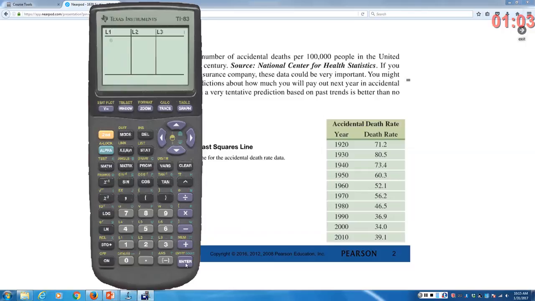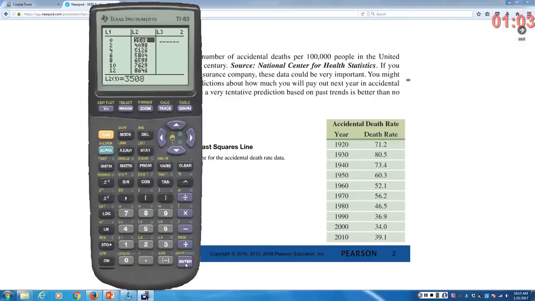And I want you to choose edit. Now you may not see what I see, so I need to ask some questions here. Do you see list 1 and list 2? Are they empty? No?